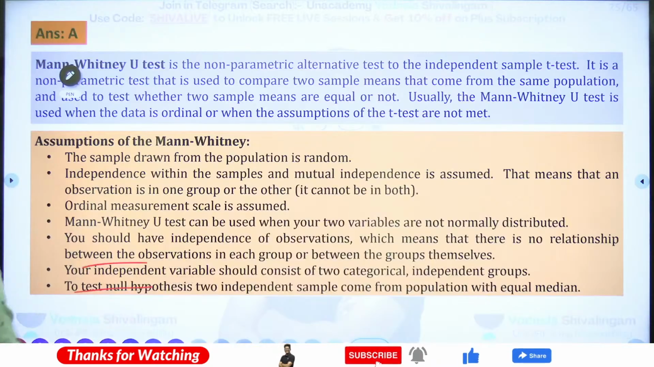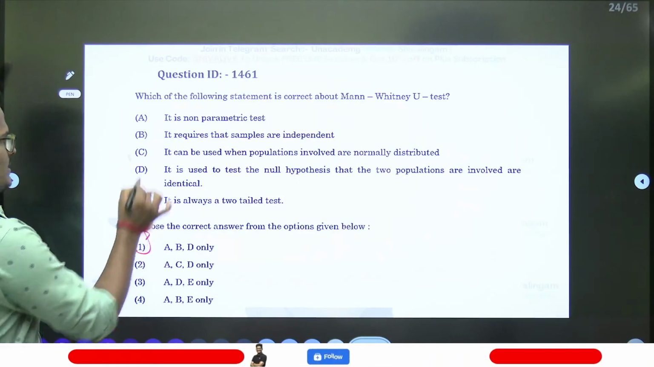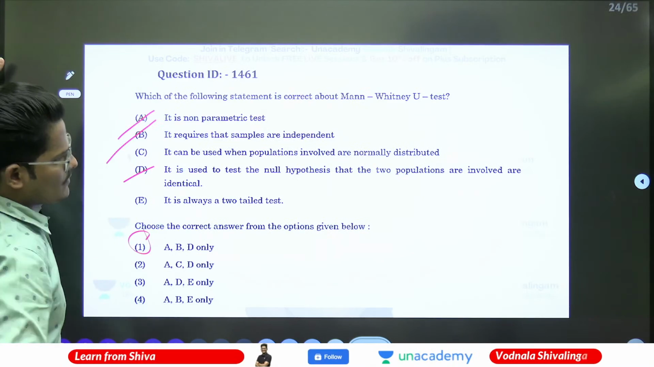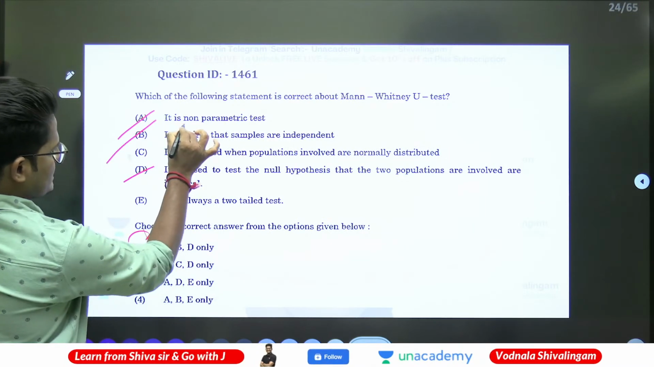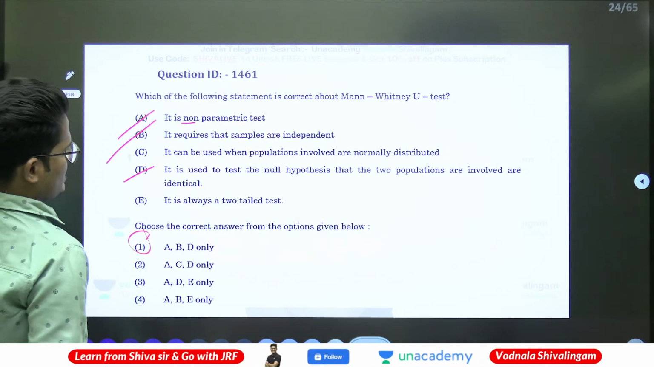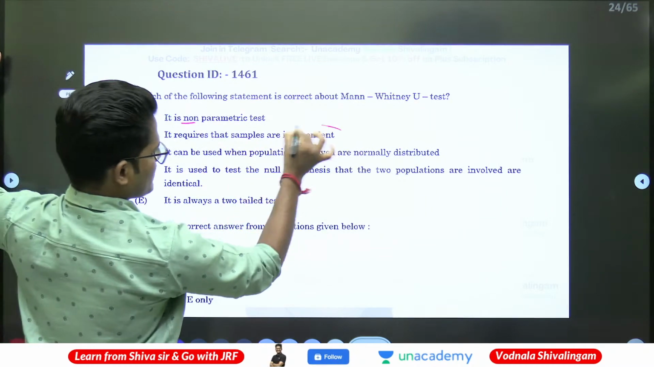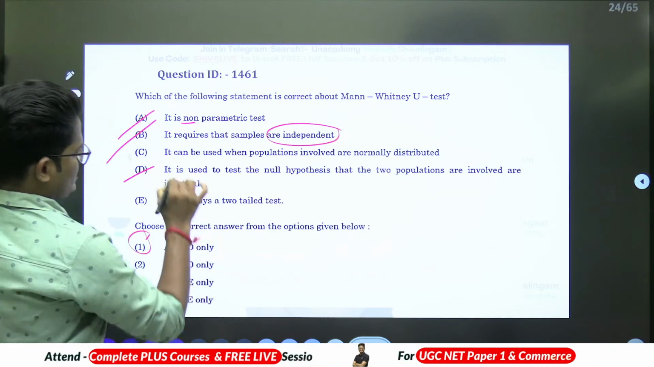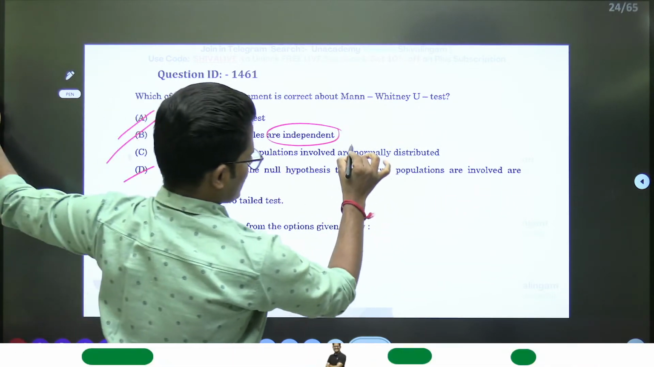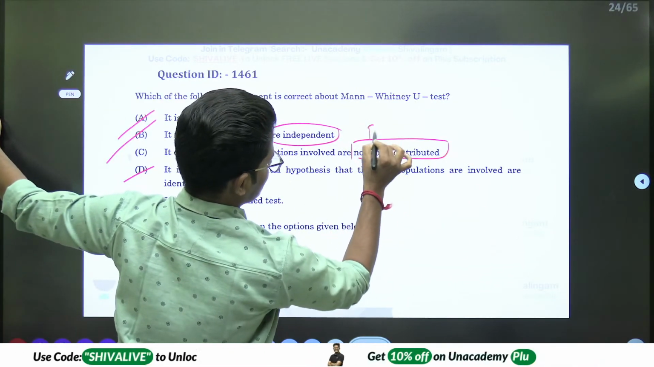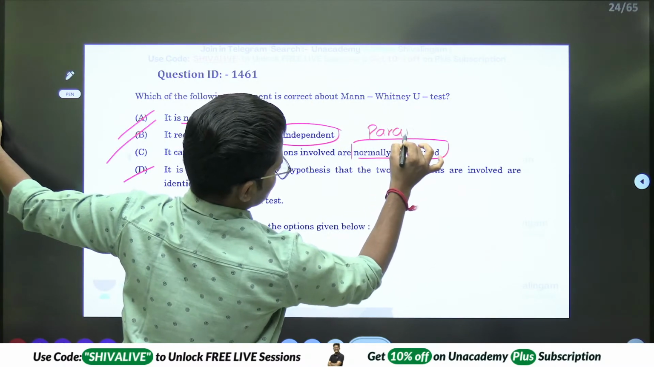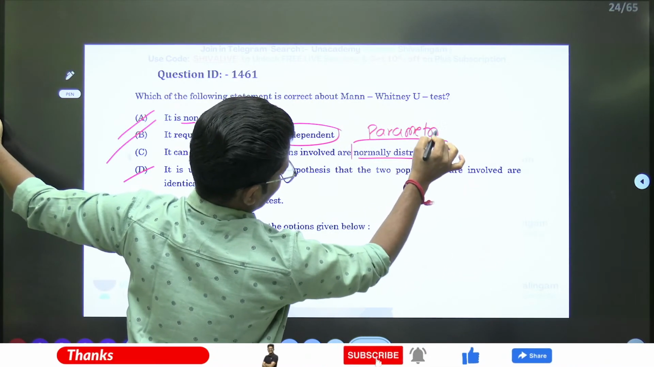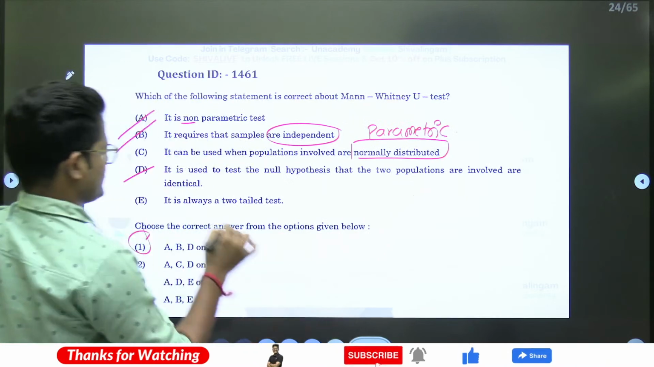The answer for this question will be ABD. Here it's a non-parametric, correct. And when the samples are independent, if it is dependent, paired will be used, as it is an independent non-parametric. It can be used when the populations are normal. Normally distributed is nothing but parametric test, because in the non-parametric there will not be any distributions.